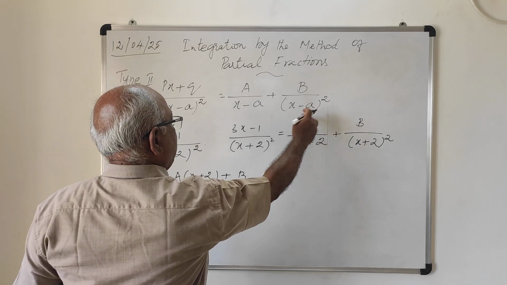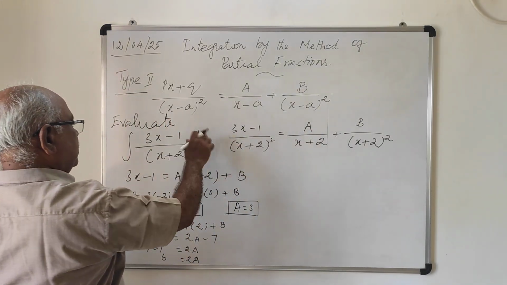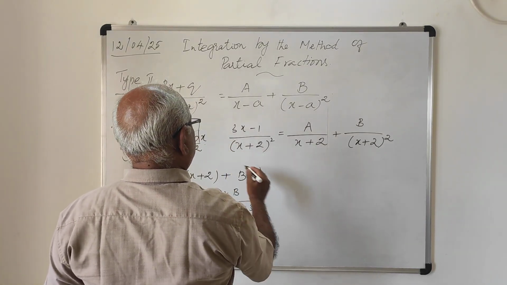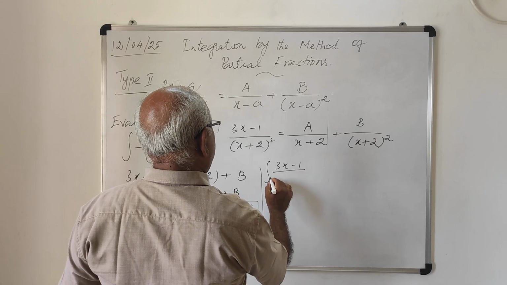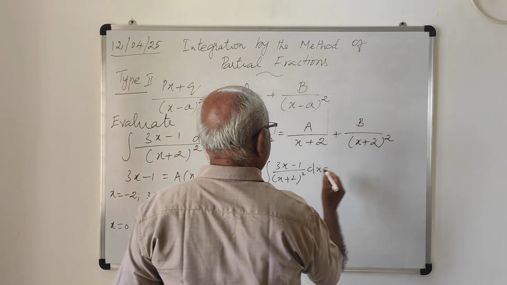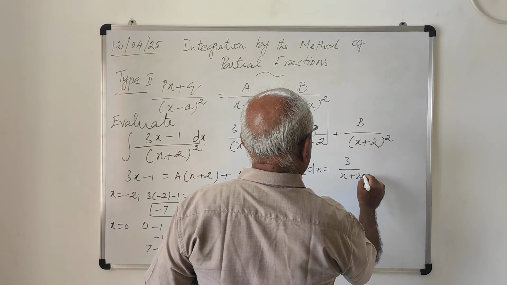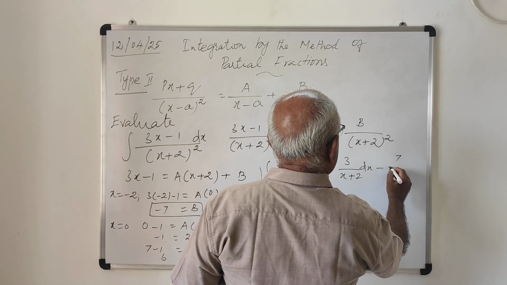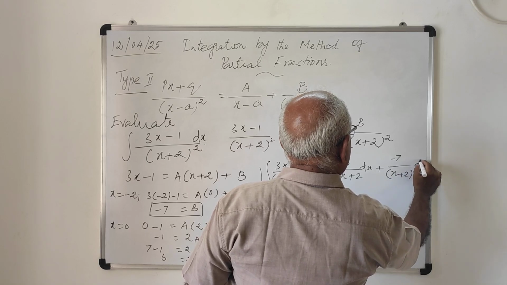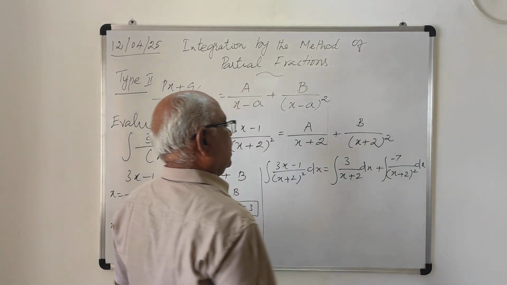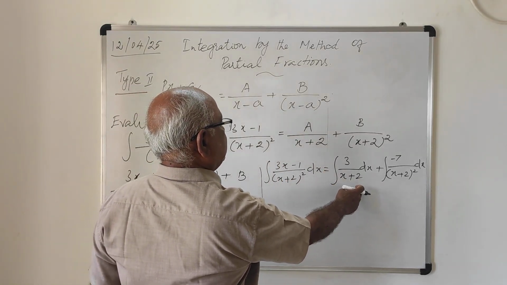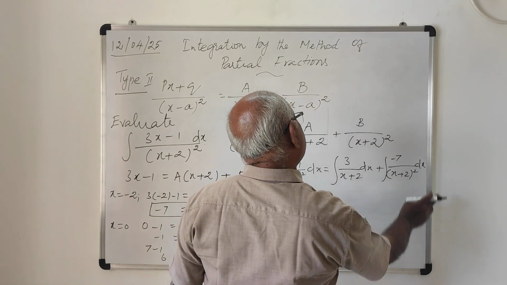So, by substituting the values of a and b, this integral can be split into two integrals by the method of partial fractions. The left hand side, integral of 3x minus 1 by x plus 2 whole square dx, is equal to a, which is 3, by x plus 2 dx, plus b, which is minus 7, by x plus 2 whole square dx. You can split this into two integrals like this.